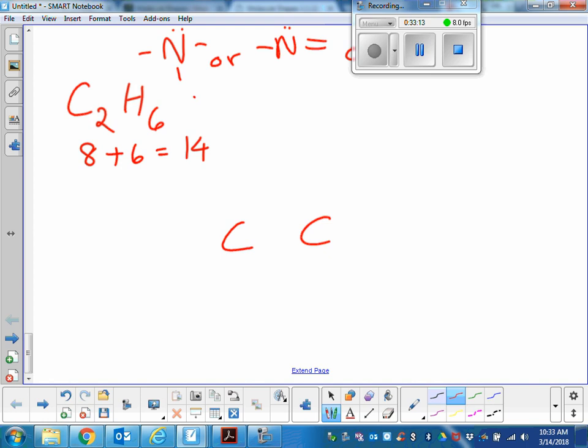Now there are 6 hydrogens. How do you think you'll distribute the 6 hydrogens? 3 on each carbon. Does that make sense? 3 around each carbon. I need to have bonds between them. Is that right? Carbon, is it making 4 bonds? Is the other carbon also making 4 bonds? Let's count. 2, 4, 6, 8, 10, 12, 14. Have I counted for all my valence electrons?